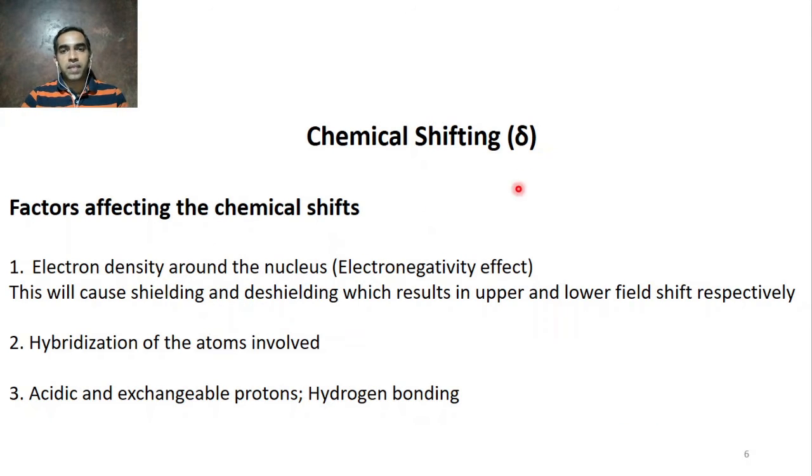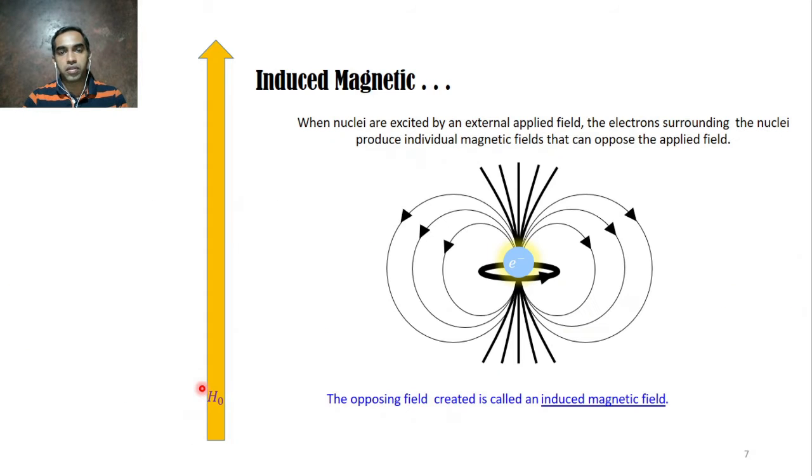So chemical shift, that is delta, is measured in terms of ppm. There are several factors which affect the chemical shift: electron density around the nucleus, hybridization of the atoms, acidic and exchangeable protons. Keep these one or two things in mind before going ahead. There is something called induced magnetic field. When nuclei are excited by an external applied field, the electrons surrounding the nuclei produce their own magnetic field that can oppose the applied field.